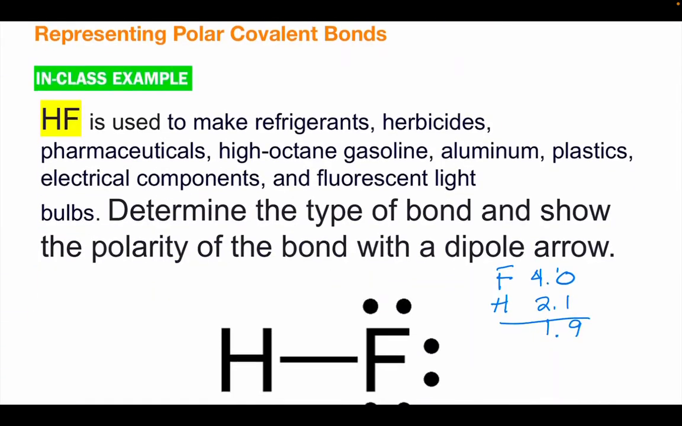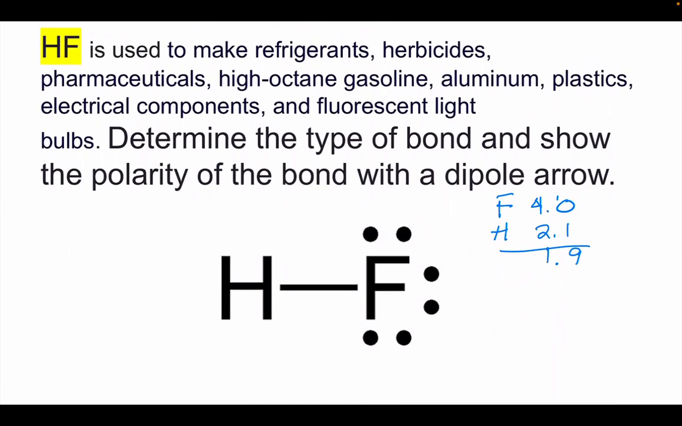So how do we show that? With a dipole arrow, we would point it in the direction of the fluorine and away from the hydrogen, because the fluorine has a higher electronegativity. We can also use the partial charges.